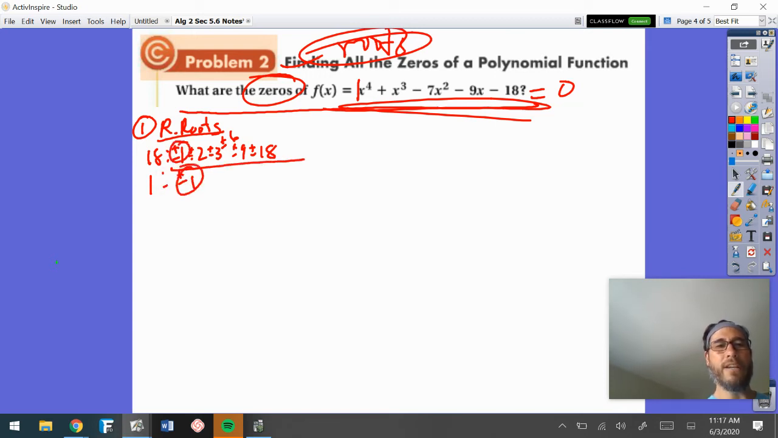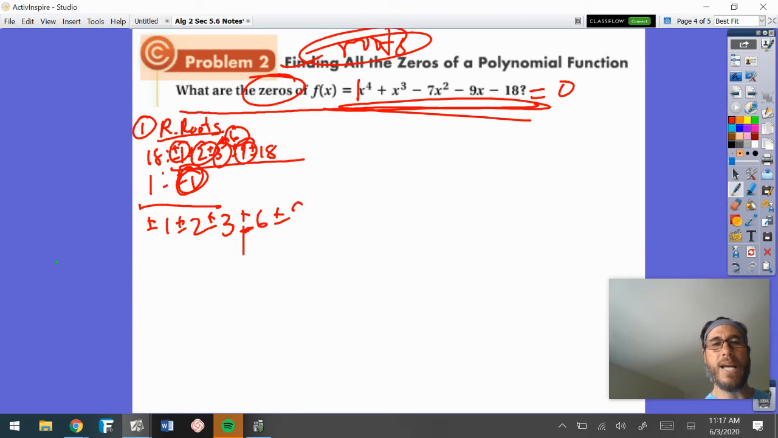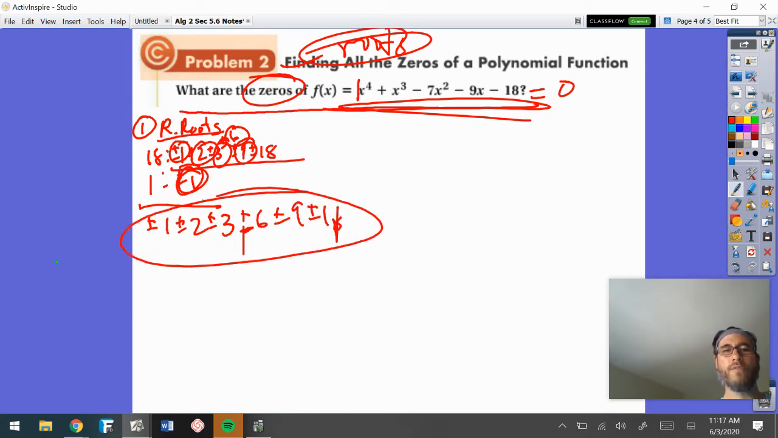So now we have to divide. 1 divided by 1 is 1. 2 divided by 1 is 2. 3 divided by 1 is 3. 6 divided by 1 is 6. 9 divided by 1 is 9, and 18 divided by 1 is 18. So 1, 2, 3, 4, 5, 6. There are 12 possibilities. That could be crazy talk.